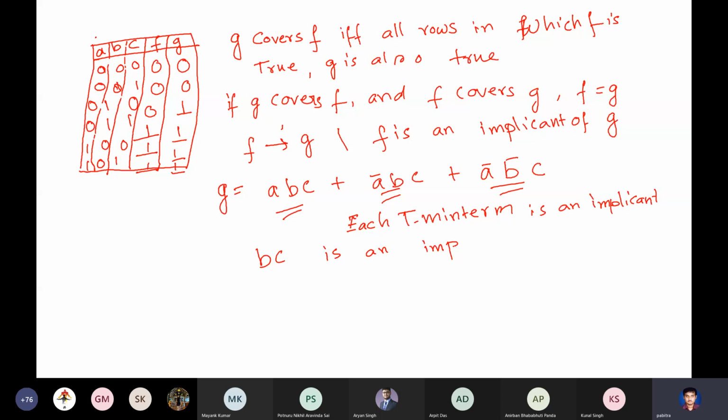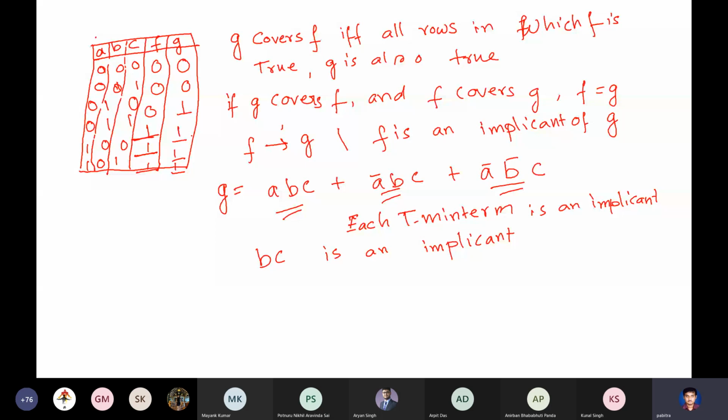Okay, so can you tell me what is the set of implicants for ABC plus A bar BC plus A bar B bar C? So ABC is an implicant, A bar BC is an implicant, A bar B bar C is also an implicant. Similarly, BC is also an implicant. Anything else? In this expression, A bar C is also an implicant.